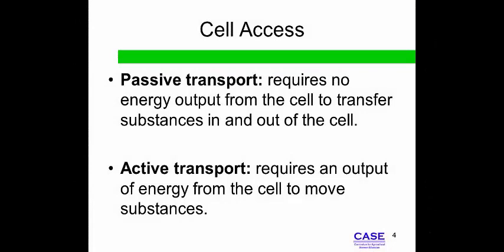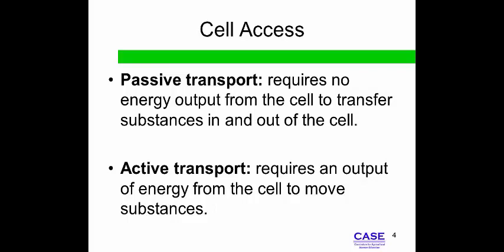There is resistance for materials moving through a cell membrane. Some materials pass through easily by passive transport. Passive transport requires no energy output from the cell, and materials move across the cell membrane quickly. Diffusion and osmosis are both examples of passive transport.